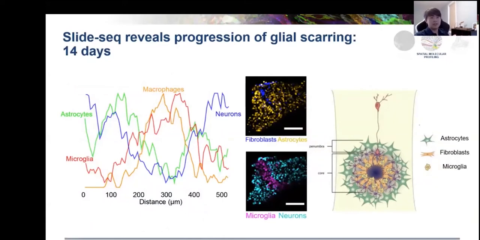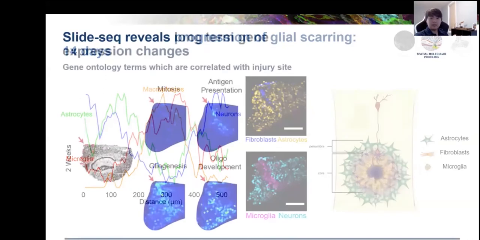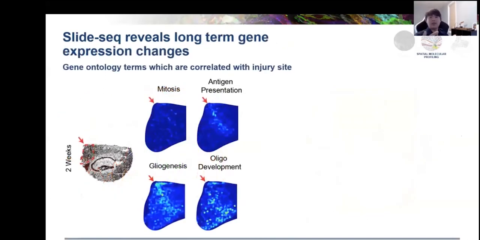And beyond just cell types, we can look at the genes which are spatially upregulated at the site of injury. And here we've just plotted them grouped by GO terms. These are kind of like metagenes. We've plotted these genes which belong to these GO terms, which are upregulated at the site of injury.